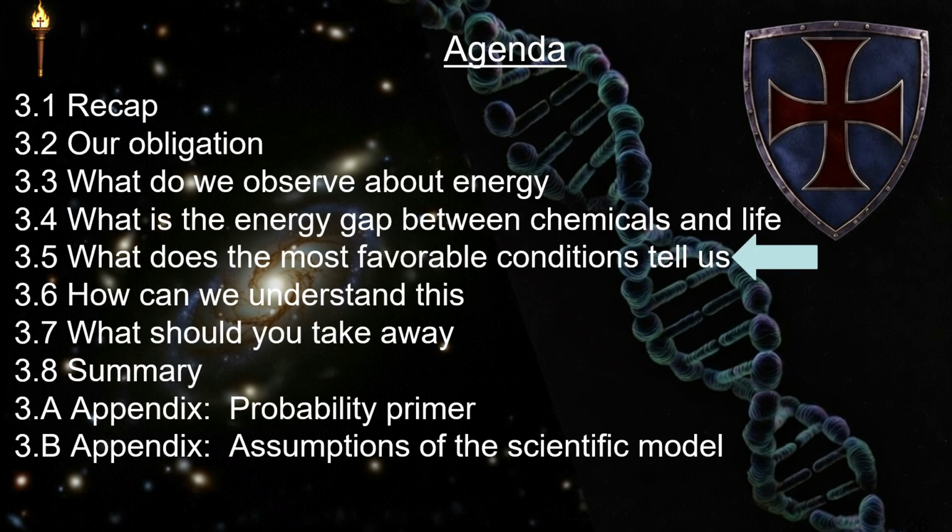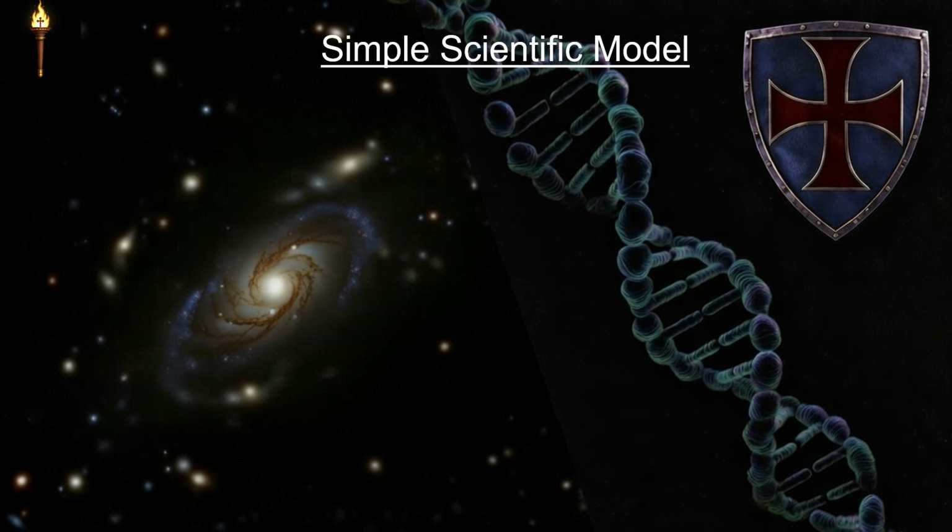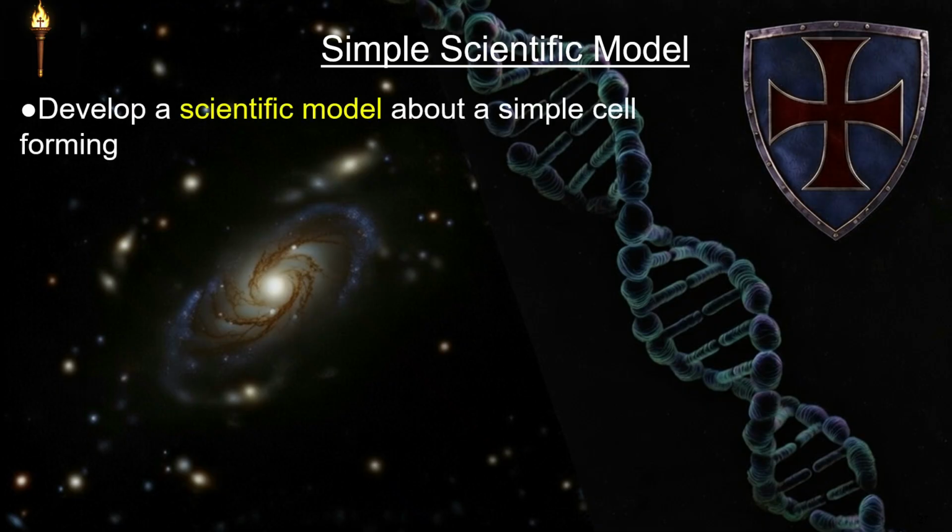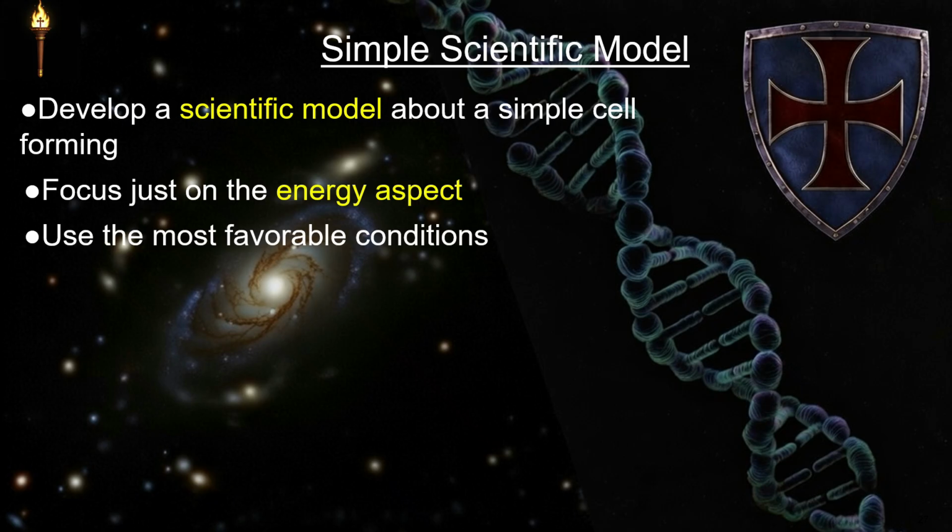Let's look at the most favorable conditions and the simple model. So let's dig into this very simple scientific model. At least let's begin looking at how we can develop it. We're going to develop a scientific model about a simple cell forming. We're going to focus solely on the energy aspect. We're going to use the most favorable conditions imaginable.